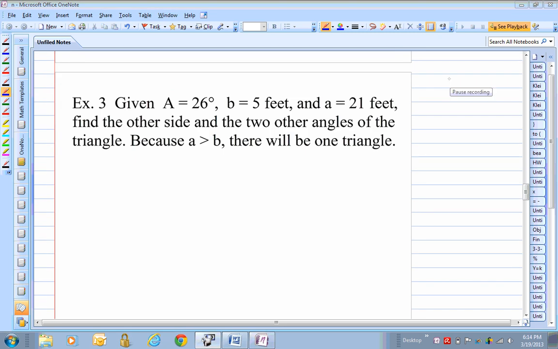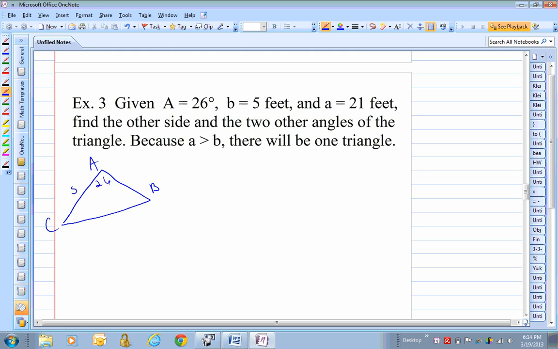All right, in our next example, we're going to be given angle A is 26 degrees, side B is 5 feet, and side A is 21 feet. Let's just do a little sketch. Again, like I said, I am not doing a scale sketch. I'm just doing my A, my B, and my C triangle. A is 26, B is 5, and C is 21.